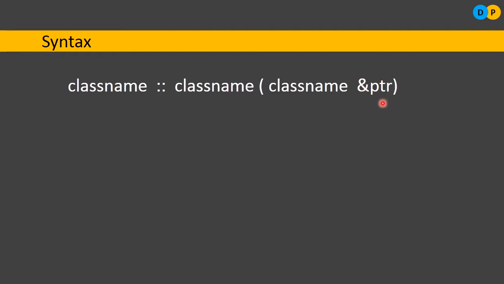This is the syntax of the copy constructor. Example: as you can notice here, the class is referred to by the name X. Again, the constructor is also of type class name, that's why X. Again, we are sending the address of the object, that's why ampersand ptr, and it is of the class type, that is X.